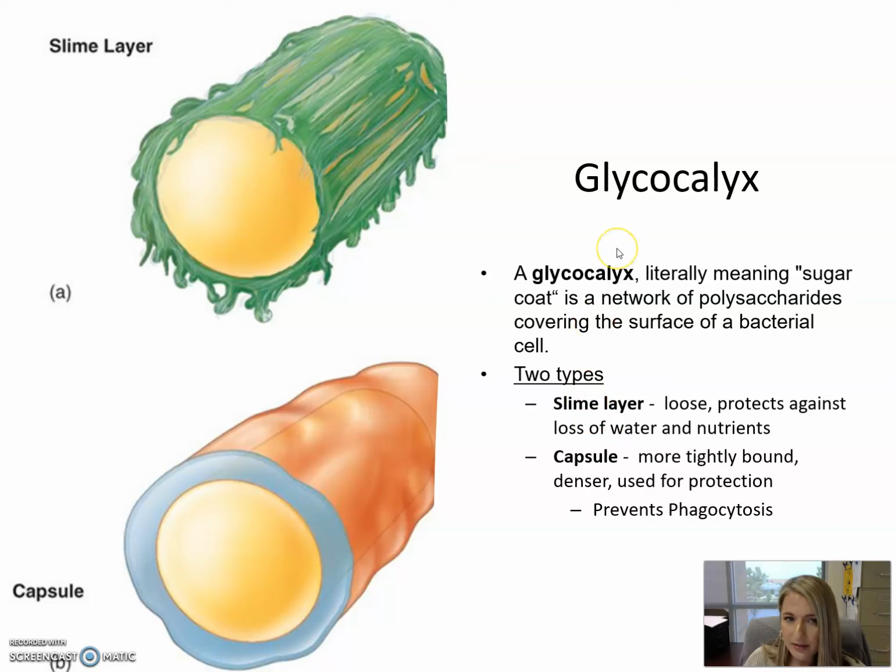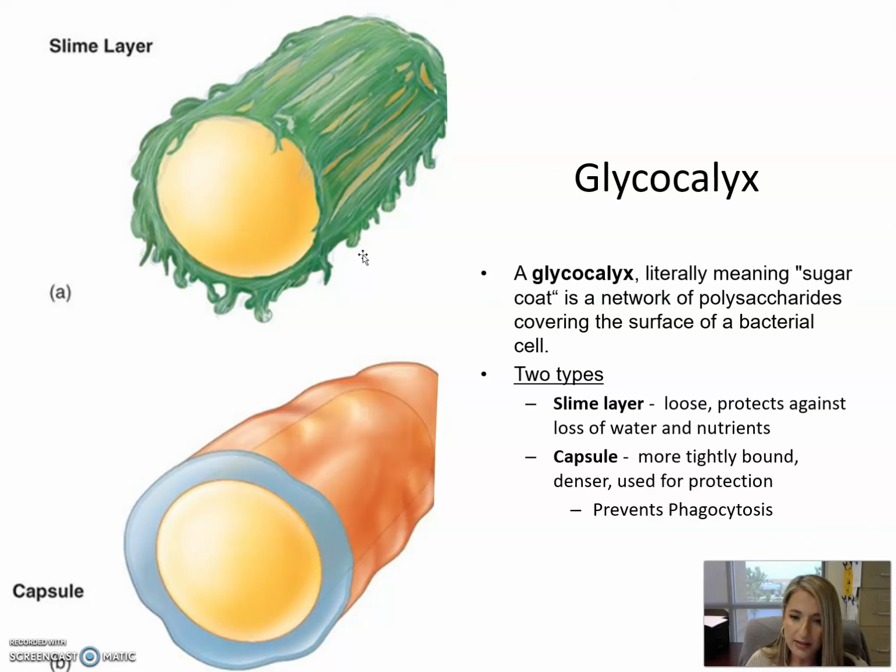So if a bacterium has a glycocalyx that is a slime layer, it's typically loosely associated with the cell. So if this is the bacterial cell here, the slime layer is going to be this water-based layer that surrounds the entire surface of the bacterium, but it's going to be very loosely associated, which is why it gets that name of being a slime layer, because it's going to have that watery, flowy type consistency. And what the slime layer does is it protects the cell against dehydration.